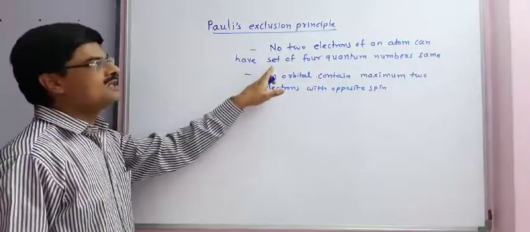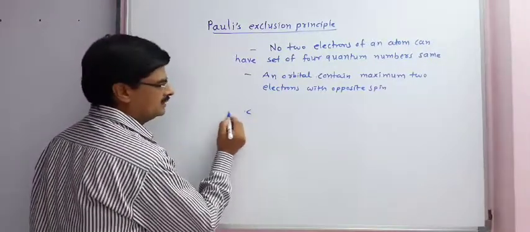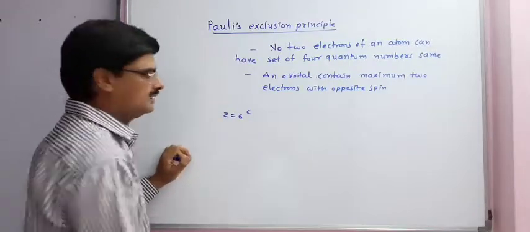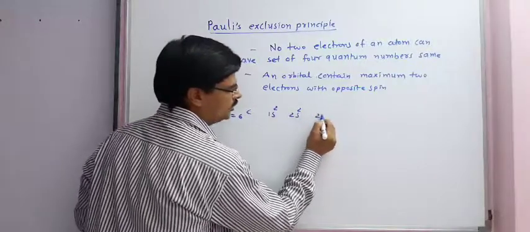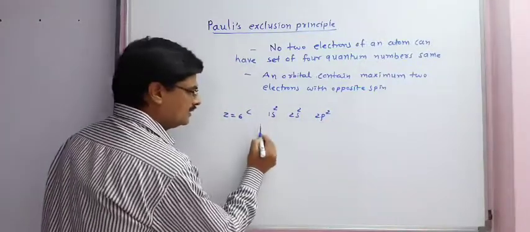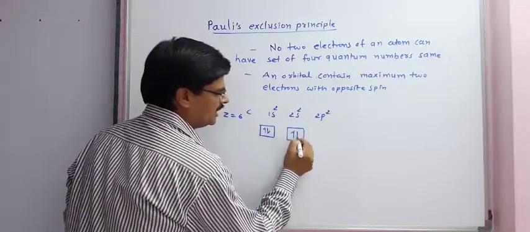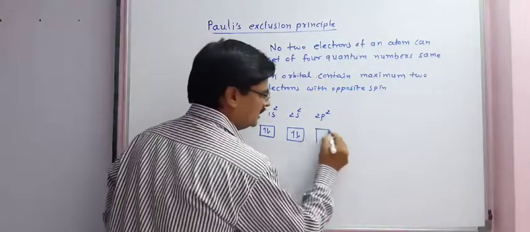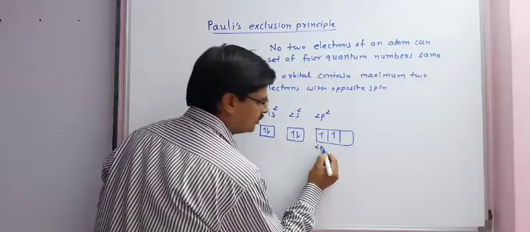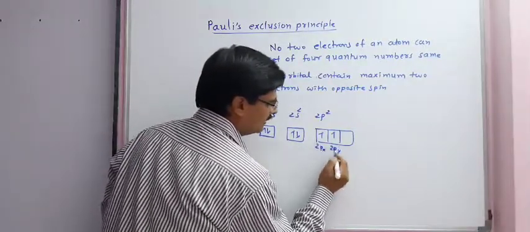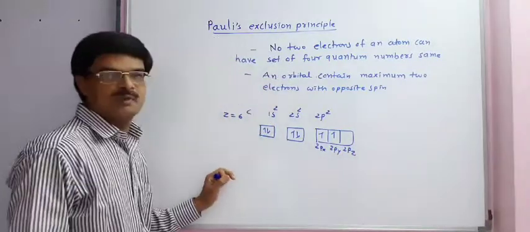Now, to understand this, we can take the example of the electronic configuration of carbon. Z is equal to 6, atomic number of carbon is 6: 1s2, 2s2 and 2p2. 1s orbital contains 2 electrons, 2s orbital also contains 2 electrons, and 2p orbital also contains 2 electrons, 2px, 2py and 2pz. These are equal in energy, 2px, 2py, 2pz.